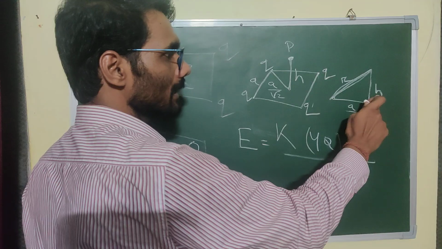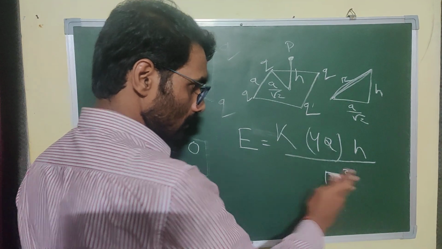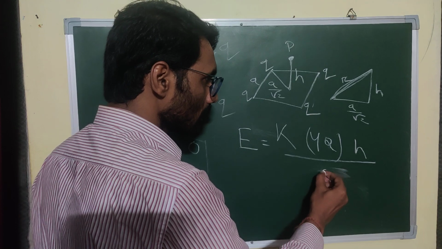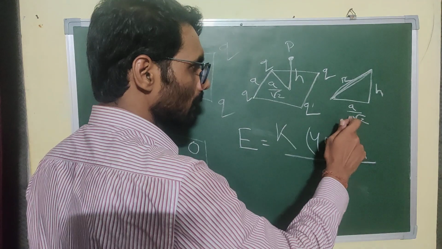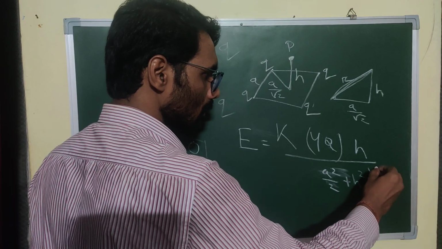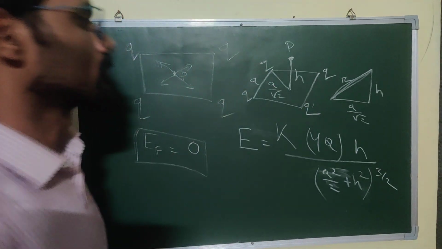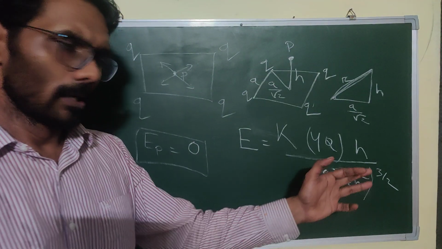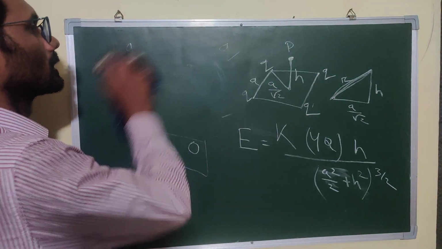So R is equal to the square root of H squared plus (A by root 2) squared. So this R is going to be root over (A by root 2) squared plus H squared, to the power 3 by 2. So this is the formula. This is the answer.